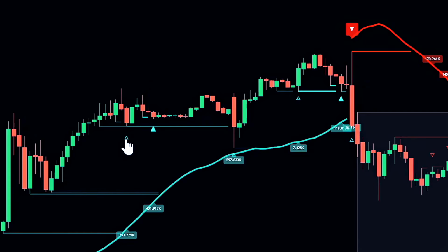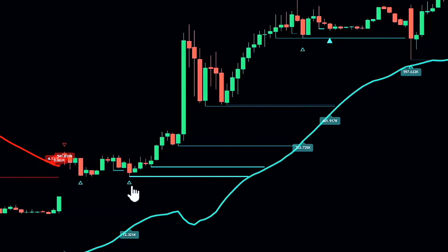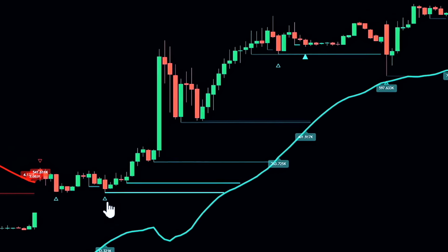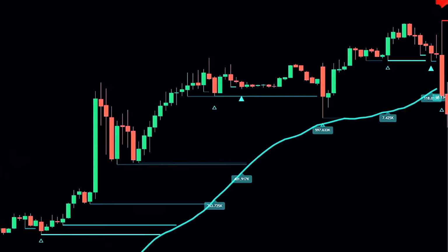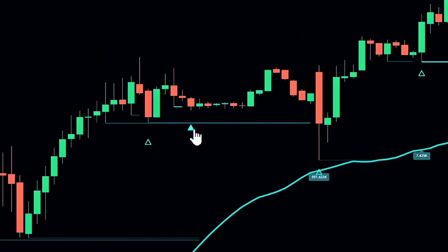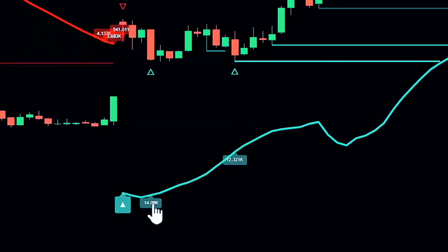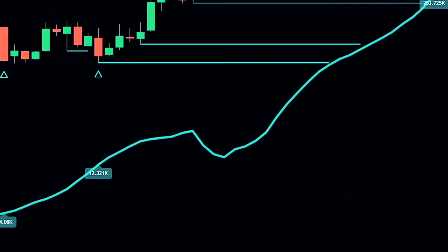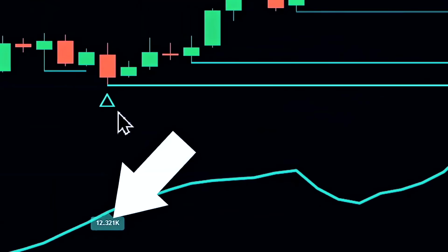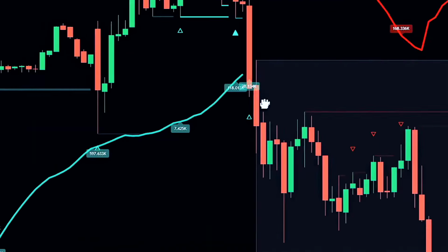Hollow triangles mark minor sweeps, where orders get absorbed gradually, and solid triangles mark major sweeps, which happen fast and pack a bigger punch. For trading, we're focusing on those solid triangles. They're the high-impact signals. Next to each sweep, you'll see a number showing the volume at that swing point. Higher volume means stronger market interest and momentum, so keep an eye out for that.